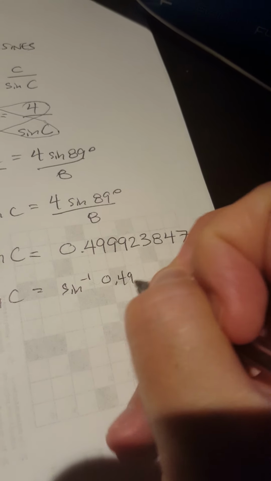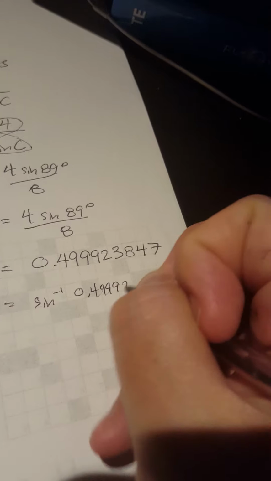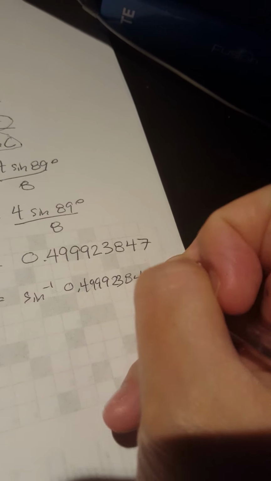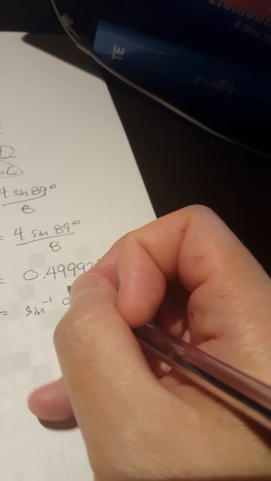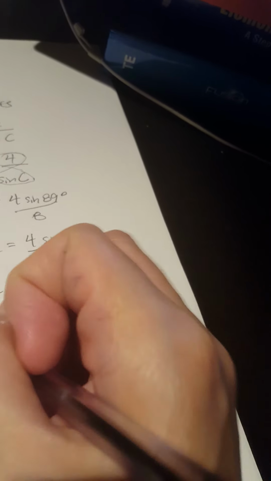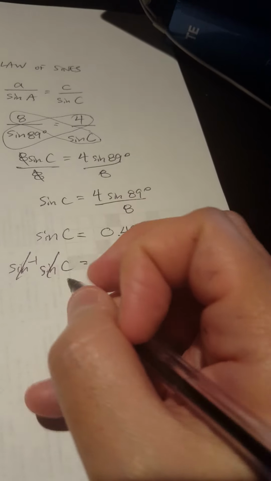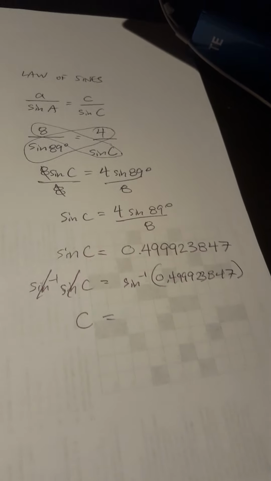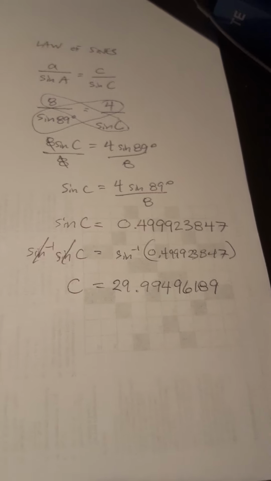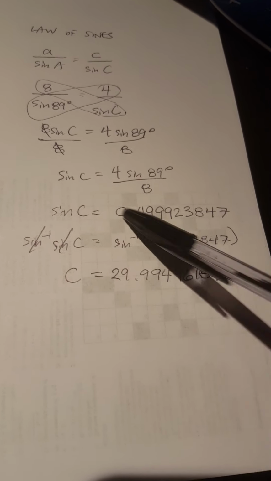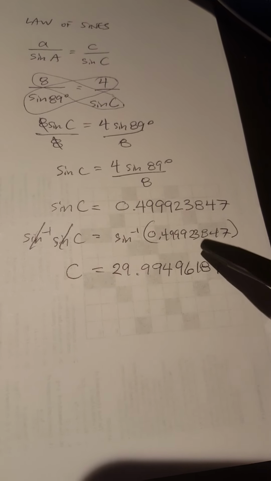So 0.499923847. Okay, so that's just going to give us what this angle is. The inverse sine cancels that sine, so we're just left with angle C. Okay, guys, so we're going to get that. Sine C equals all that. Take the inverse sine of both sides.